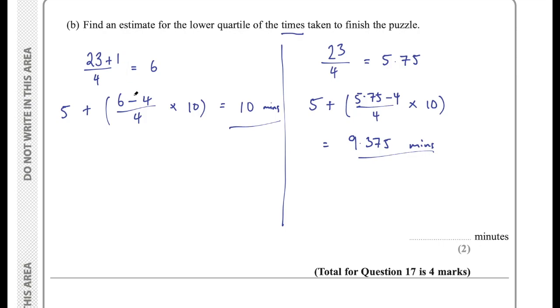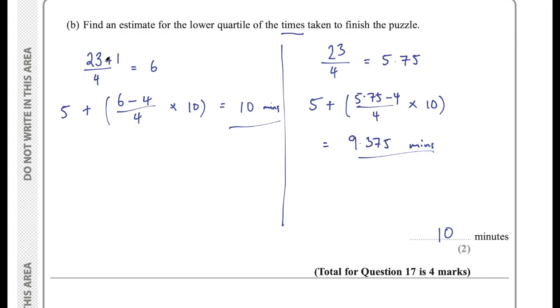Now, if you're confused as to whether we should add 1 or not, the mark scheme gives 10 as the most correct. In other words, it gives that as the main answer, but it makes a note that 9.375 minutes is also acceptable. But I wouldn't blame you here for being confused as to whether you should add 1 or not.